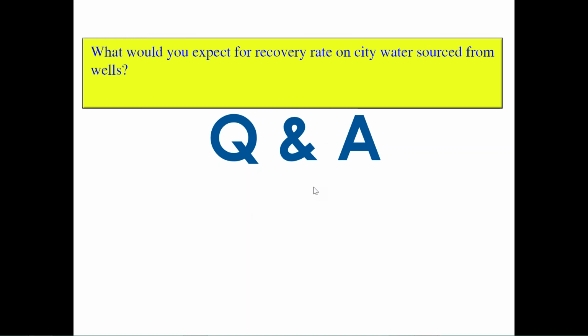So a question about treatment of city water. What would we expect for a recovery rate from city water sourced from wells? It really depends. If you're getting city water from wells in the American Midwest, it's likely going to have all kinds of calcium and magnesium in it, and so the high hardness may limit recovery. Again, we talked about scaling resistance in a Desalitech system.